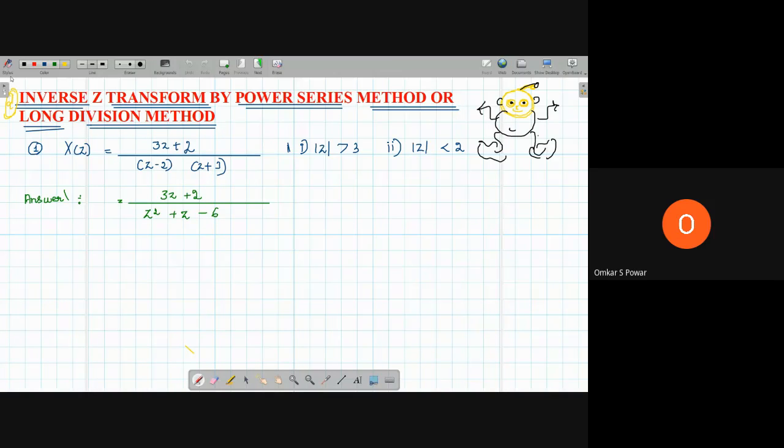With respect to the properties, we solved some problems, so the derivation and the problems we have done. Afterwards we came to the inverse Z transform. In the last class, we discussed the partial fraction method. In this class, we will discuss the second method, known as the power series method or long division method. As I always say, if you concentrate on the first 10 minutes, your work is done.